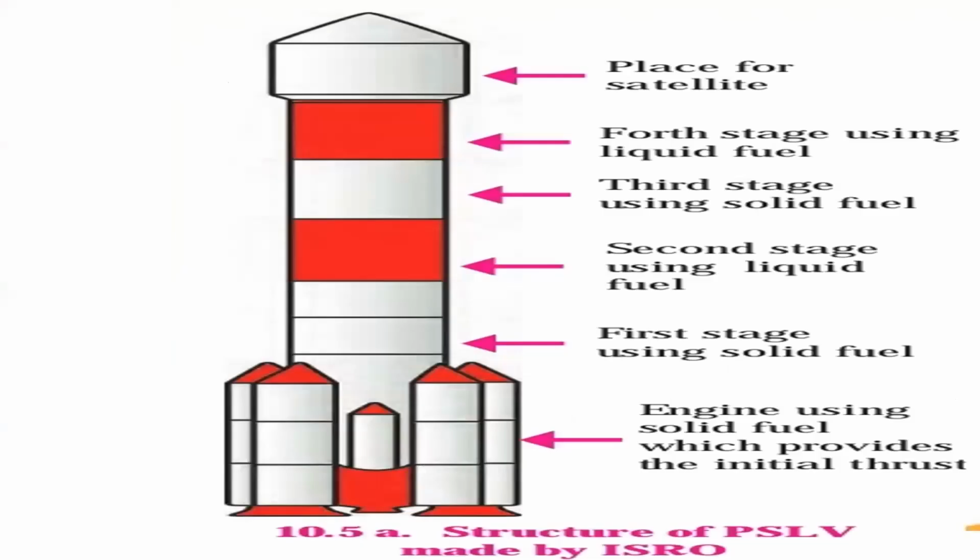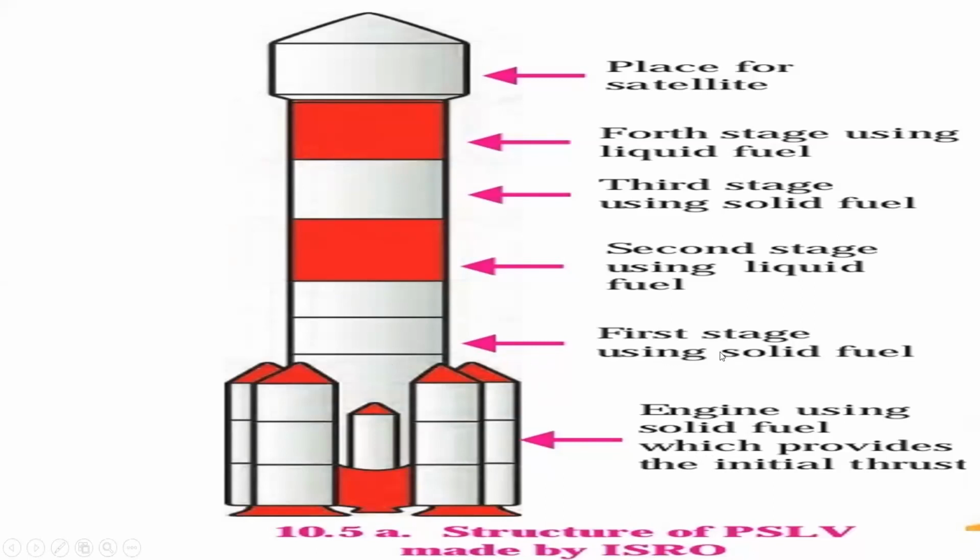Okay. See students, this is the structure of PSLV made by ISRO. Can you see the lower one? You see multiple rocket type structures, that are nothing but engines using solid fuels which produce the initial thrust. See the lower part. This lower part is nothing but engines using solid fuels which provide the initial thrust.